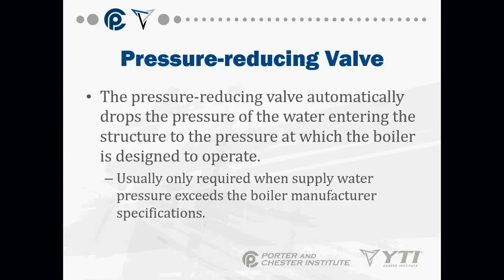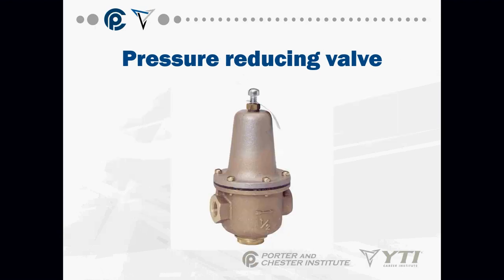Okay, your pressure reducing valve automatically drops the pressure of the water entering the structure to the pressure at which the boiler is designed to operate. Usually only required when supply water pressure exceeds the boiler manufacturer specifications. And that's what that guy will look like. It's very similar to your water feed valve. If you need to increase the pressure, you just turn this screw in. If you got to decrease the pressure, you turn it out. And again, they are directional. They have to go one way.